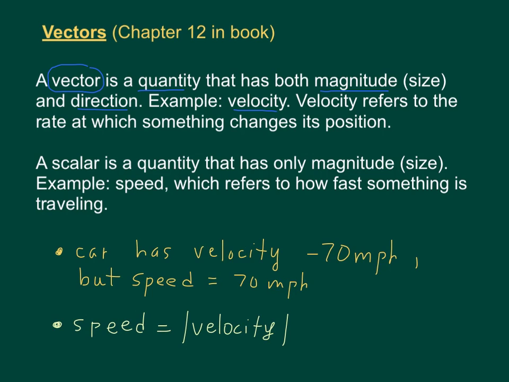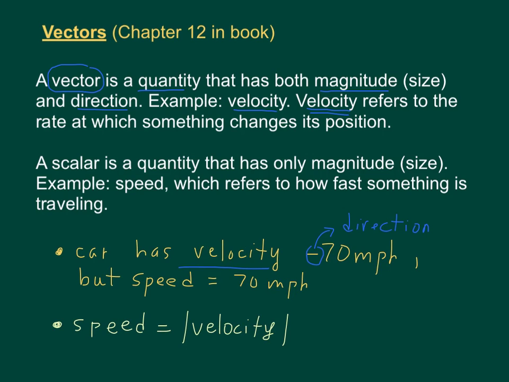So let's define velocity. We're going to see it several times, not only in this unit, but also when we study calculus. Velocity refers to the rate at which something changes its position. So if we jump down here for a moment, we can say that a car has velocity of negative 70 miles per hour. Now, the negative part of it is referring to the direction. Maybe the car is traveling on the thruway and it's heading west, which we can indicate as being a negative direction, okay? Whereas east, let's say, is a positive direction, all right?